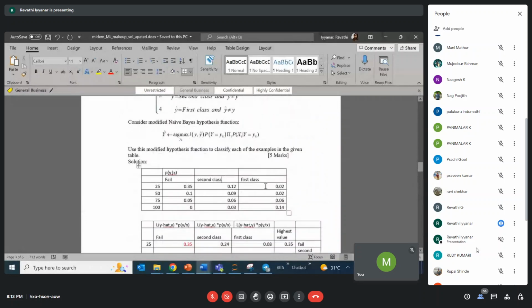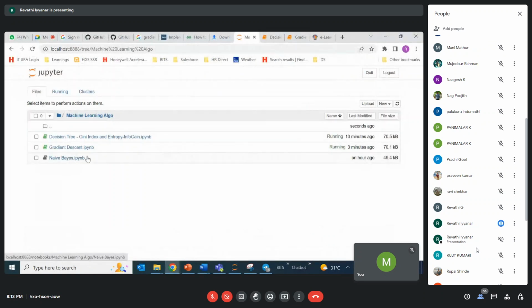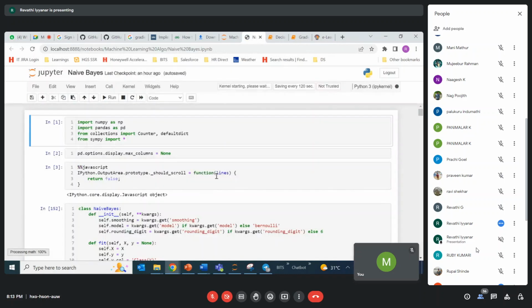Naive Bayes, did anyone happen to verify the code? Can we go to Naive Bayes or the decision tree? In the interest of time, we can go to Naive Bayes. I verified Naive Bayes with multiple examples.